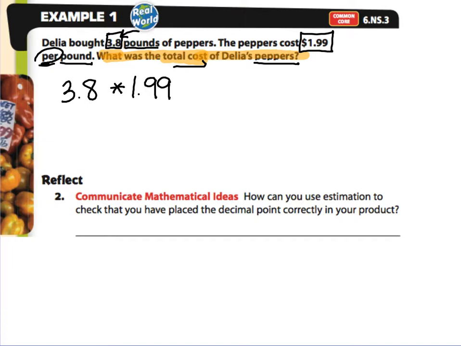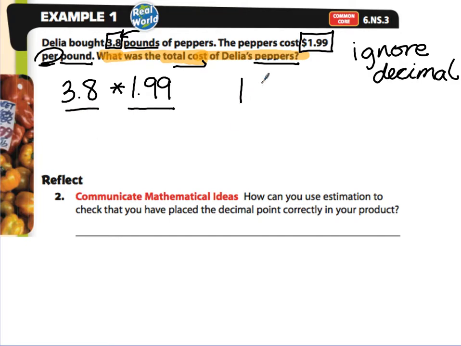To do that, I can ignore the decimal. Now this is different from addition and subtraction, because with addition and subtraction you have to line up your decimals to work in the correct place values. That is not the case for multiplication. So I'm going to look at this: it's 3 digits and this is 2 digits. I'm going to list $1.99 on top and 38 on bottom, and I'm going to ignore those decimals.